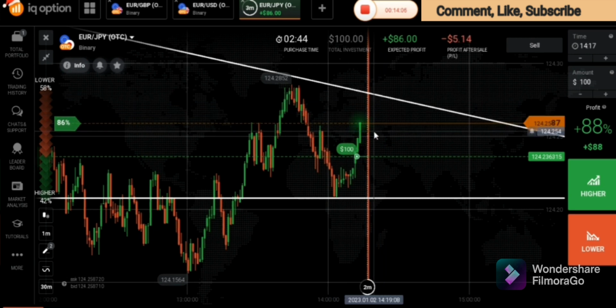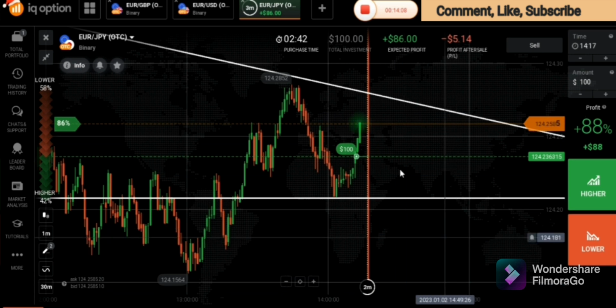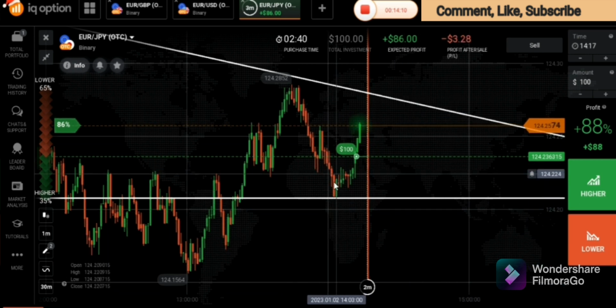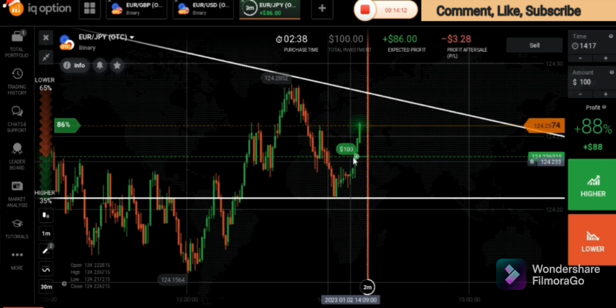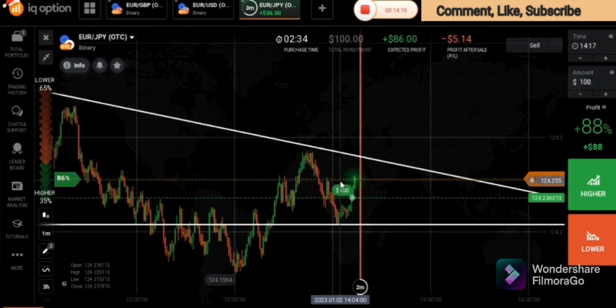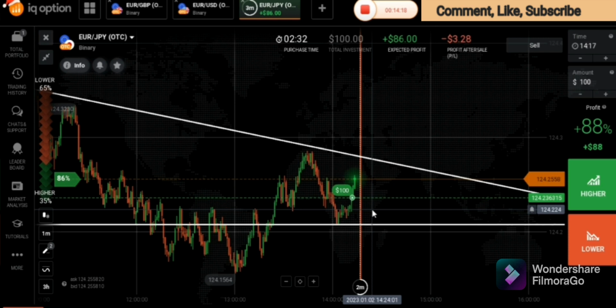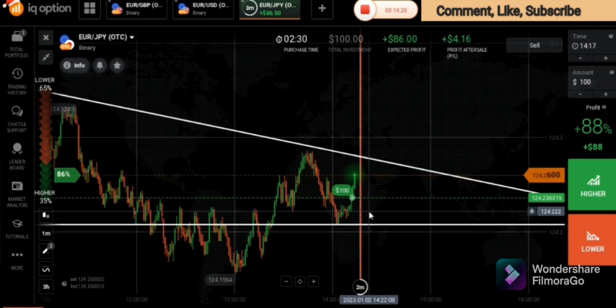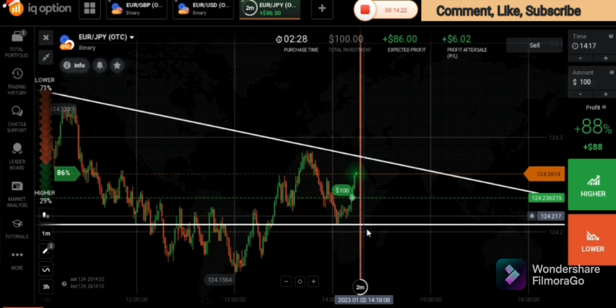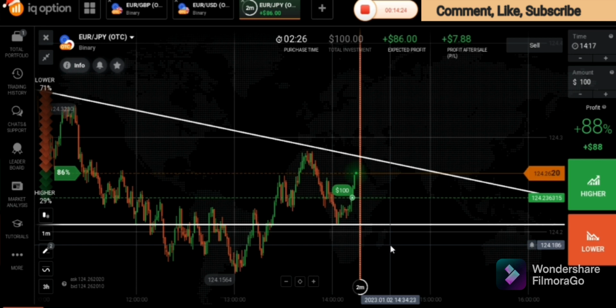But after that, it can continue in its original downtrend. But for now, I believe for the next 3 minutes, the market is going to retrace. So that's why I took this trade. So let's wait for this trade to run out in the next 3 minutes, and after that I'm going to explain to you more the reason why I took this trade. So let's wait.